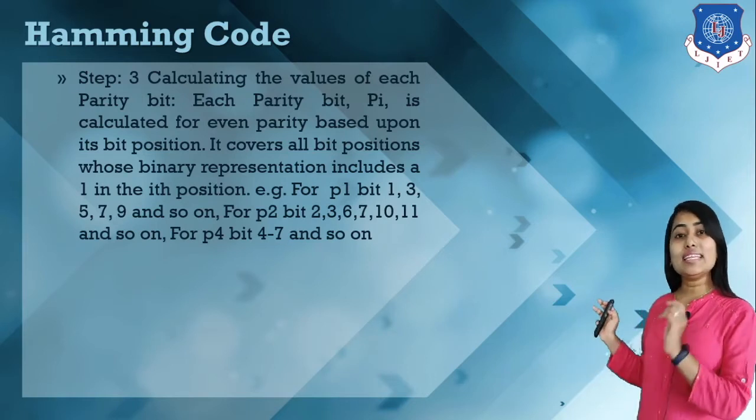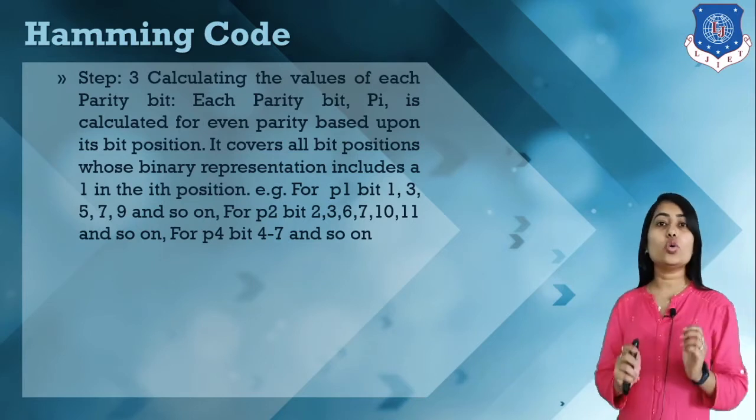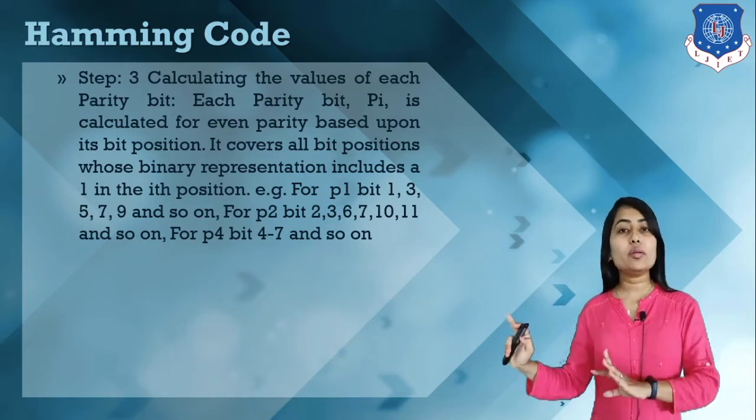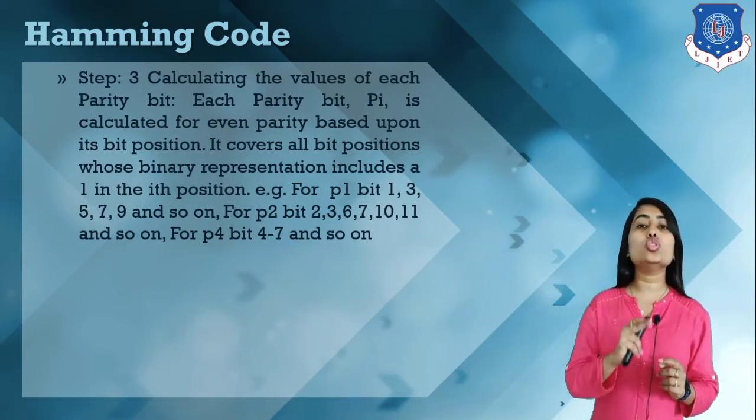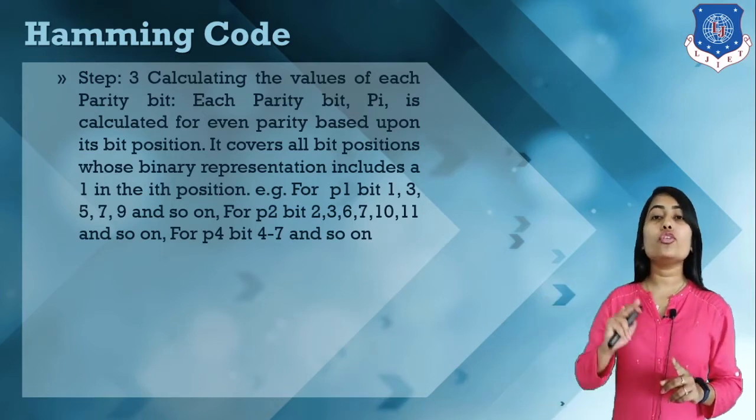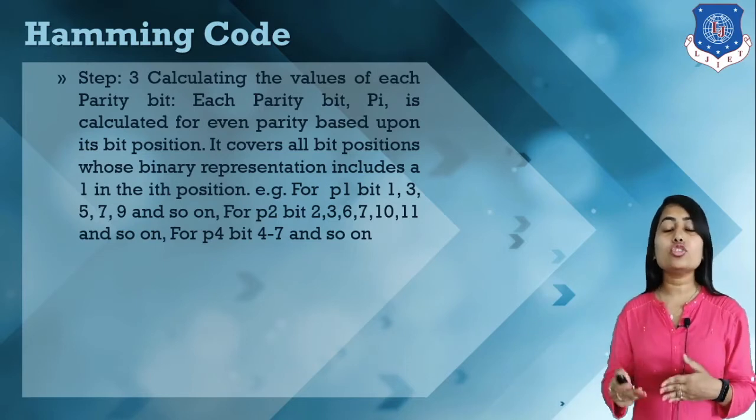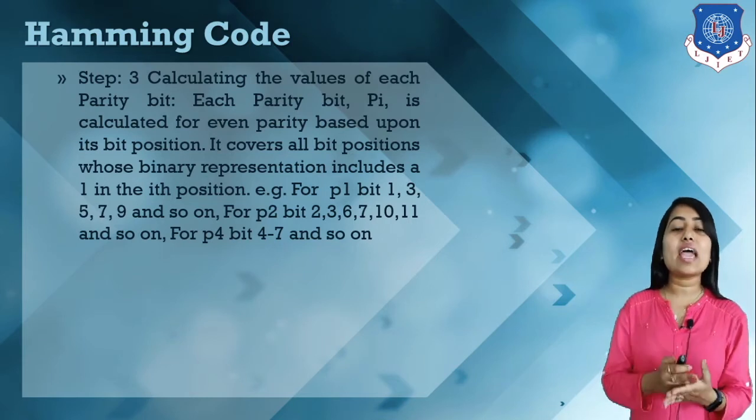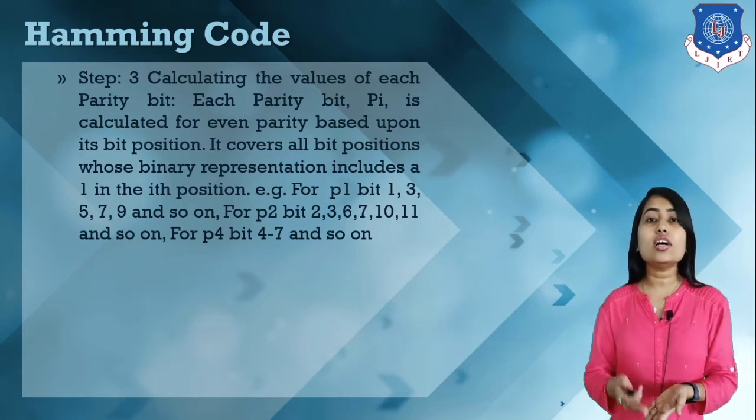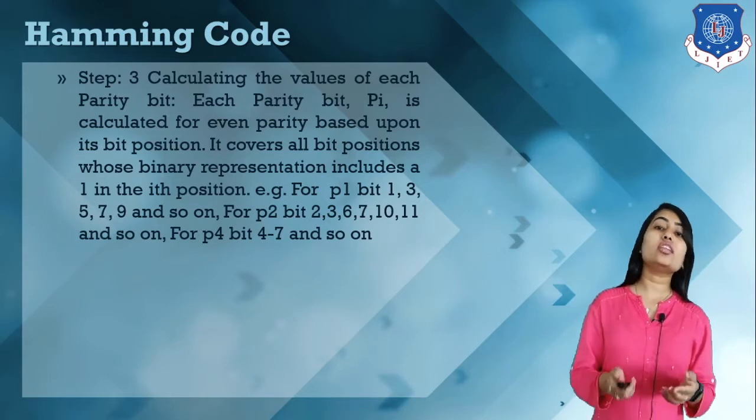So it is necessary for Hamming code that these locations have even parity. For P1, these 1, 3, 5, 7, 9 have even parity, then for P2 these 2, 3, 6, 7 and so on must have even parity, then for P4, 4, 5, 6, 7 must have even parity. So we have to calculate the values of parity bits which satisfy this even parity criteria. We check for the values which cause even parity. Using this concept we can calculate the values of parity.